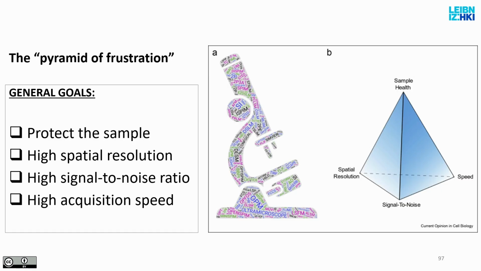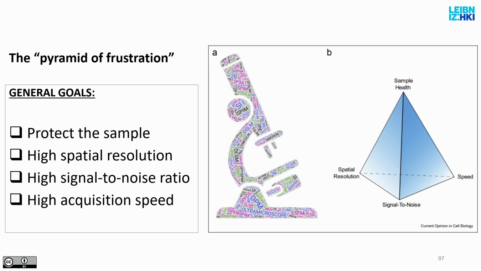You need to have a good enough signal to separate the signal from the background. And you sometimes need to collect the image fast because the cells are moving, for example. This phagocyte moves. These 4 conditions you cannot satisfy at the same time. There is what we call the pyramid of frustration, which shows you that if you are close to these, you are far from that. If you are close to these, you are far from that and that.